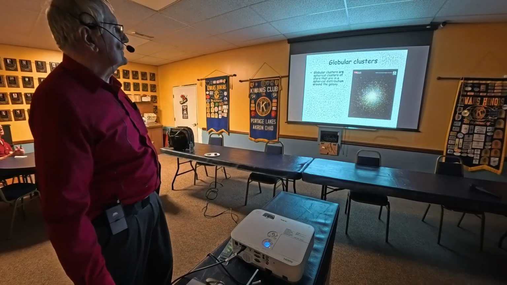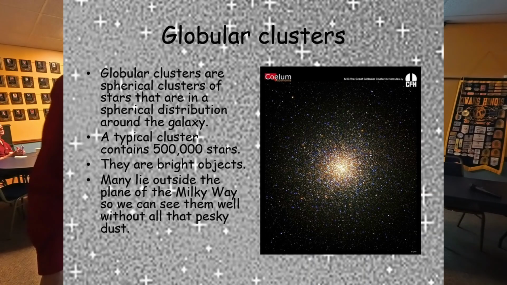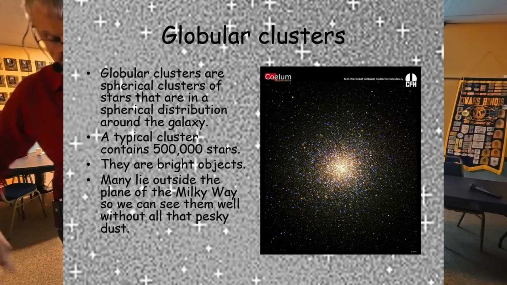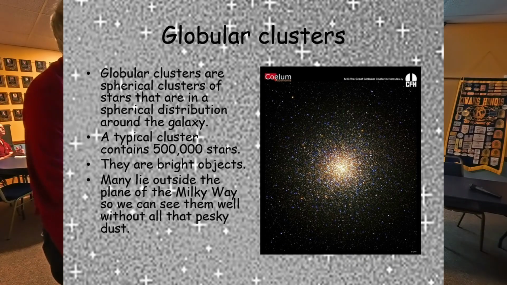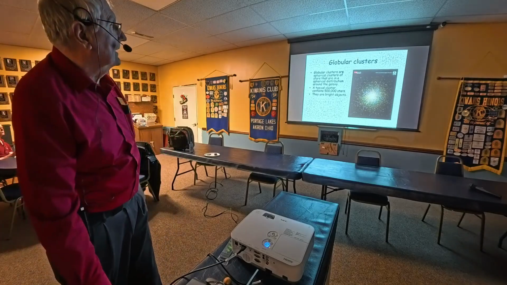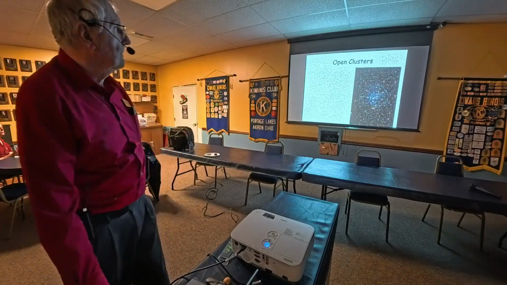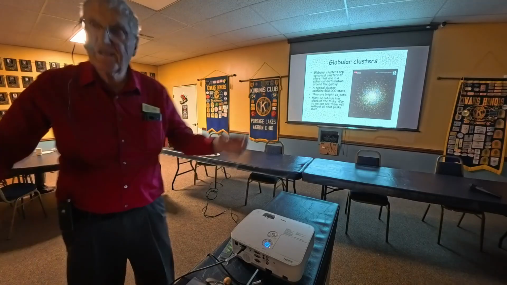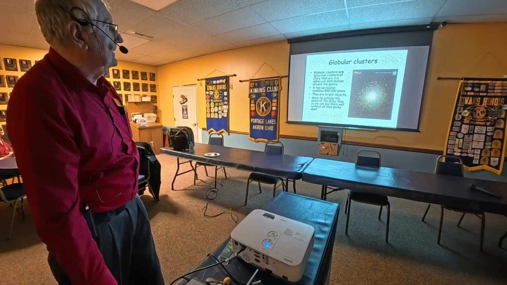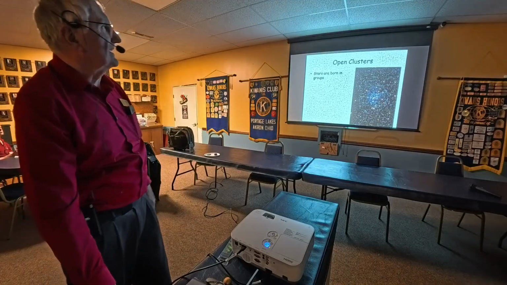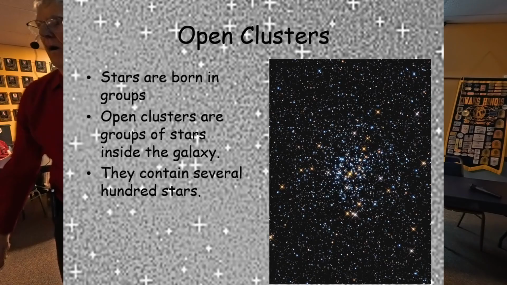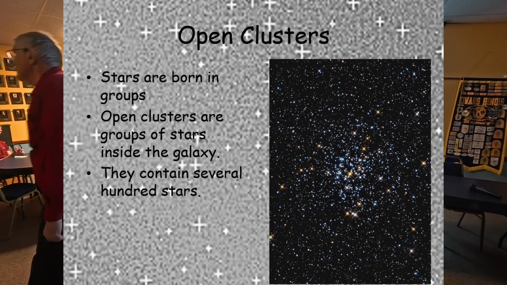Of course, globular clusters are these spherical things that are in a halo around the galaxy. They typically have about 500,000 stars in them. Okay, they're pretty bright. They're outside of the Milky Way, so they're away from all that dust and stuff. All right. Open clusters are inside the galaxy, and they're smaller groups, a couple hundred stars.